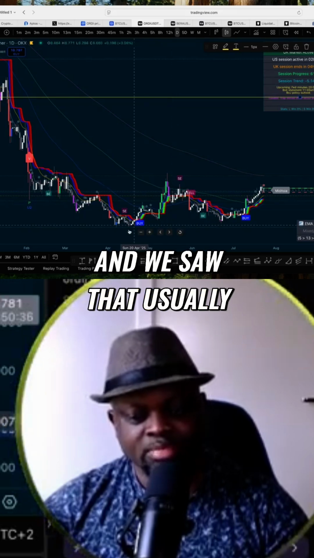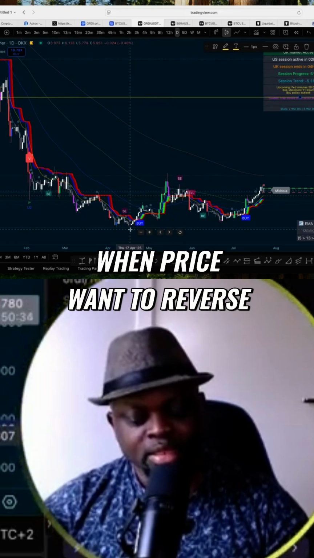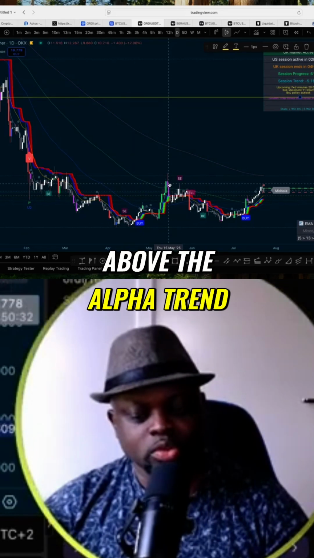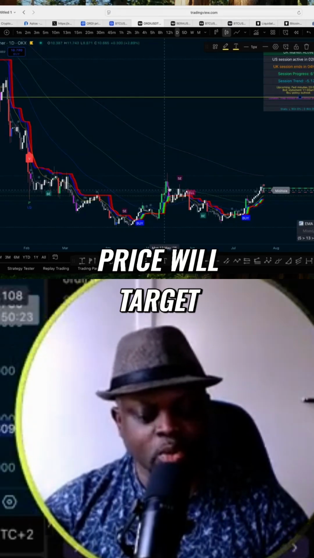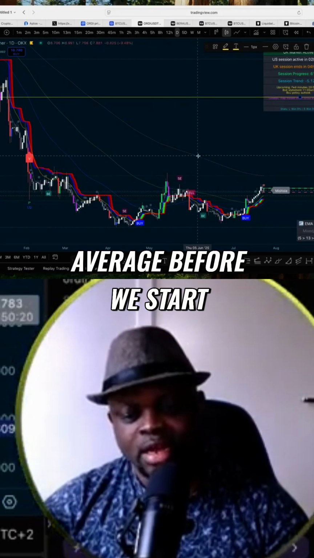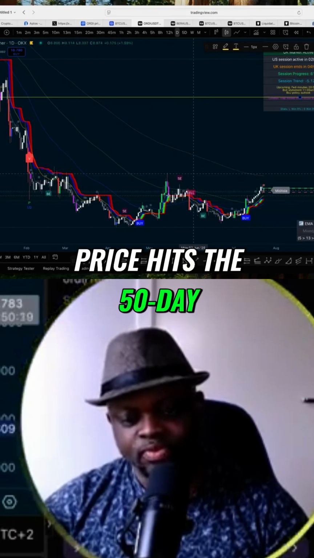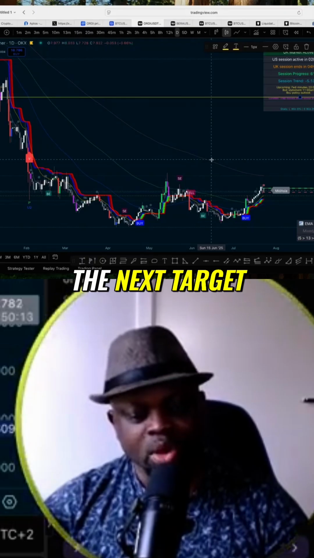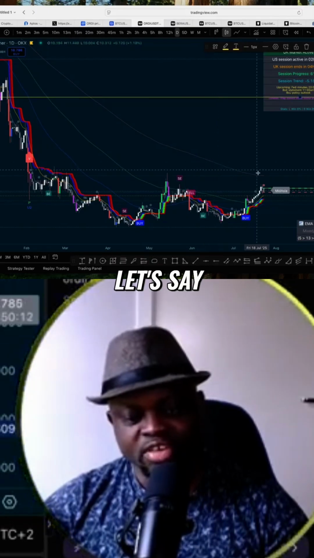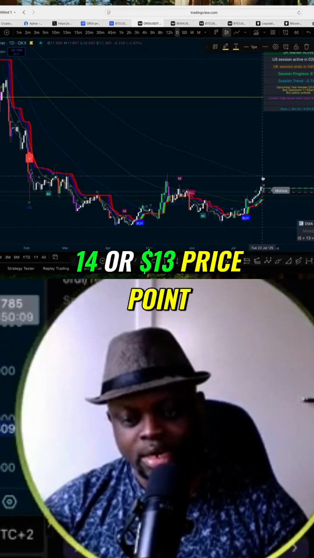And we saw that usually, when price wants to reverse, price is going to first flip above the alpha trend, hit at least the 50-day and the 100-day moving average, and after that, price is going to target the 200-day moving average before we start seeing major movement to the upside. Price hits the 50-day, 100-day, and the 200-day moving average is the next target, which is going to take us to around, let's say, $14 or $13 price point.